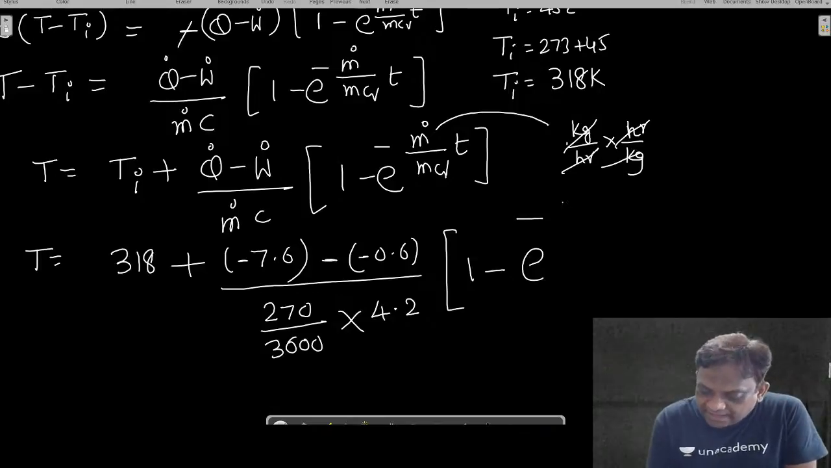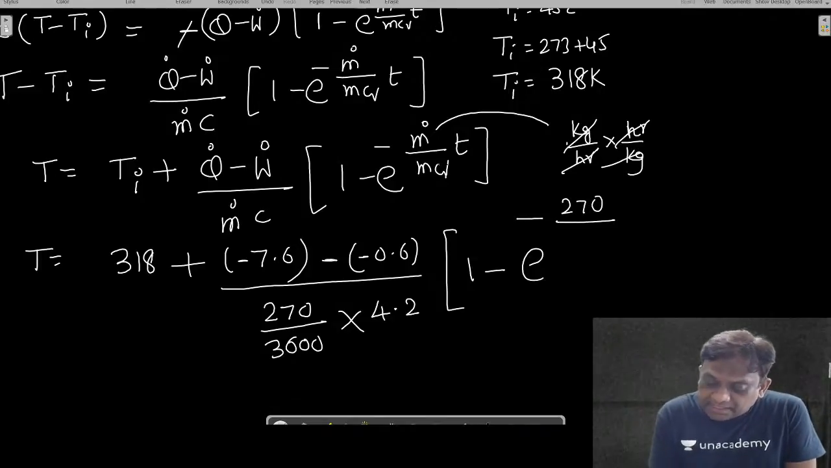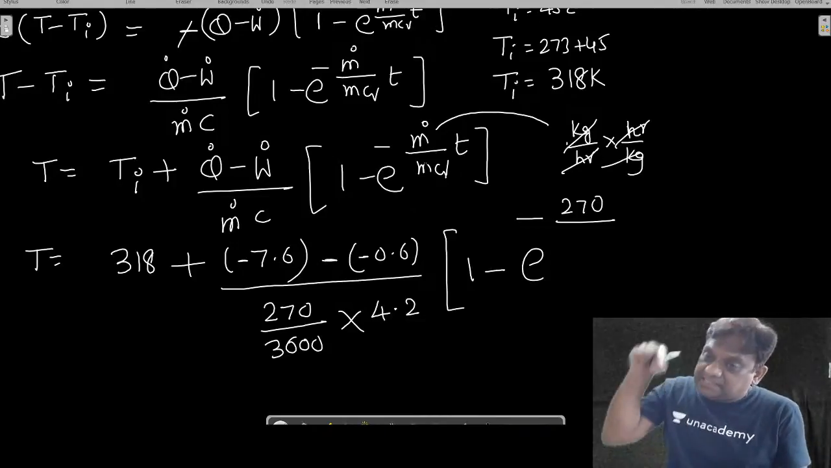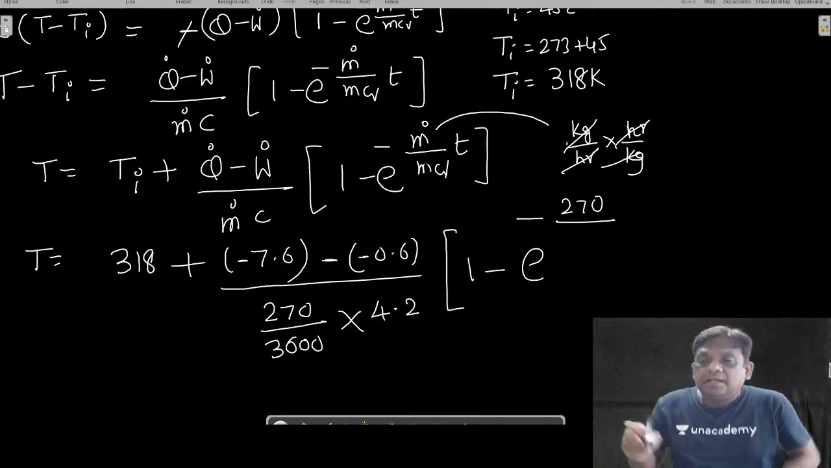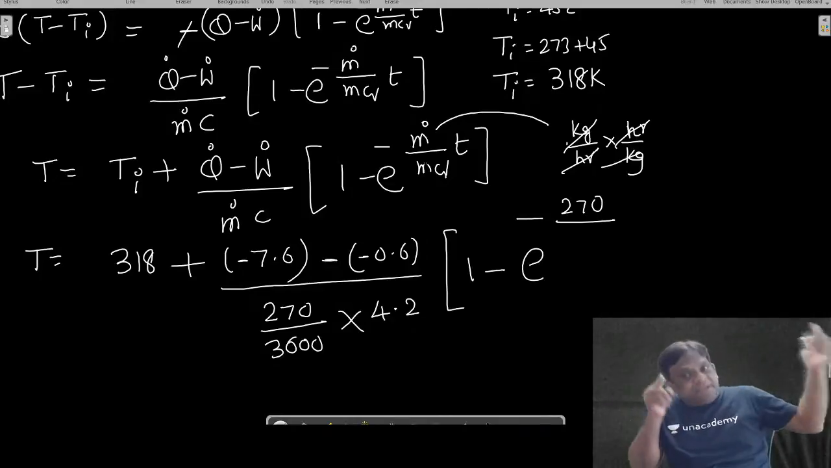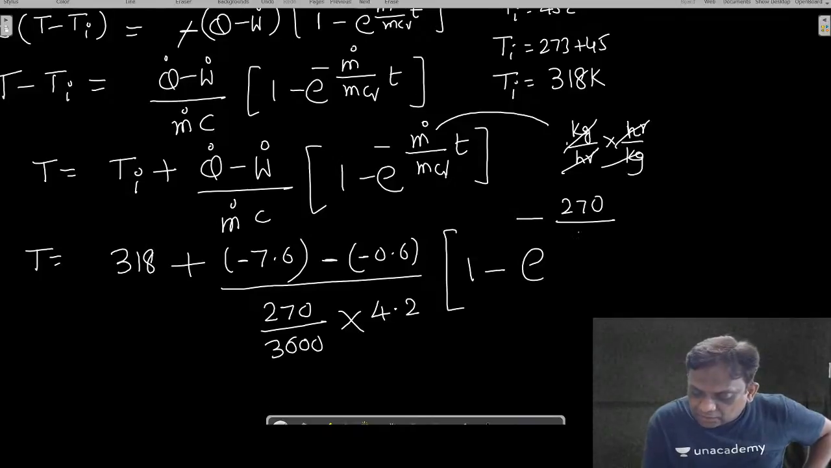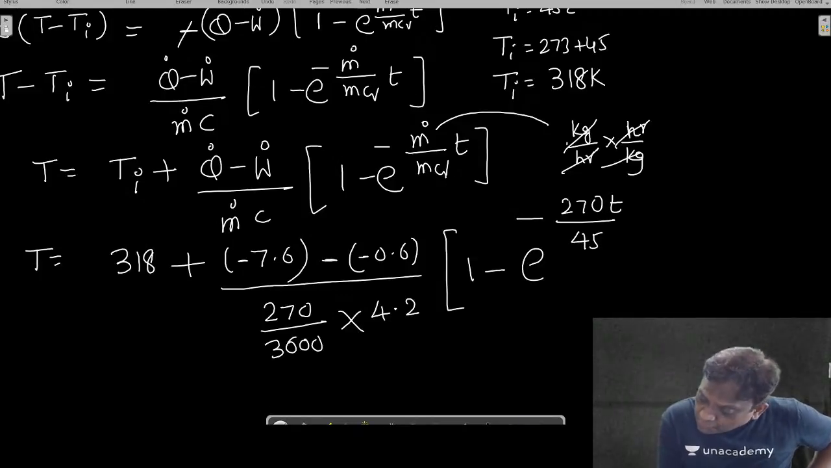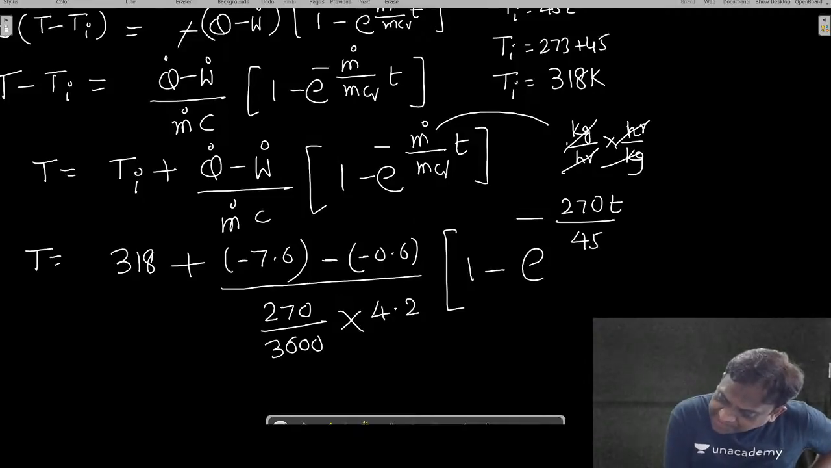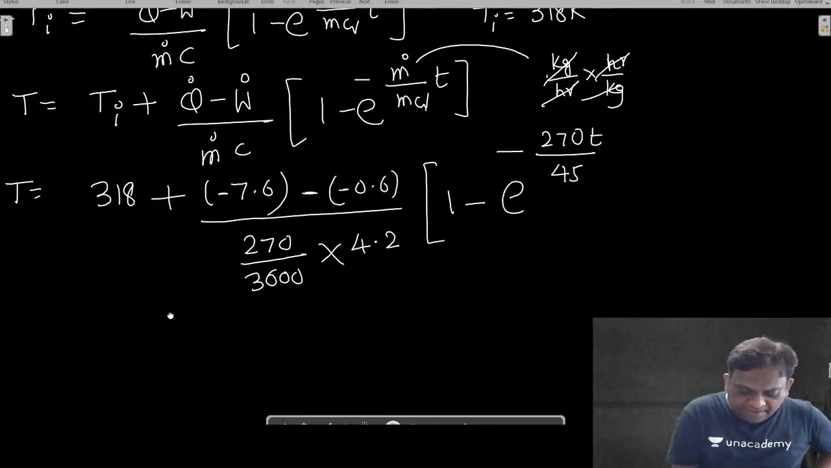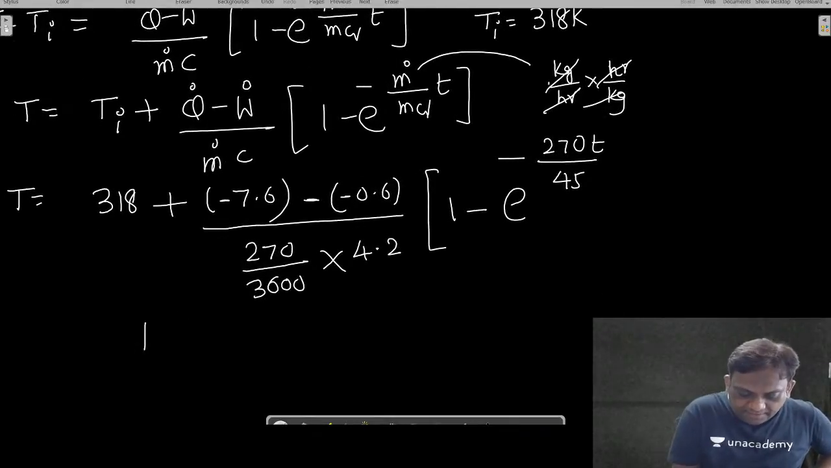Minus m dot, how much is it? 270. What is the mass in the control volume? He has given it as 45 kg mass in the control volume. He clearly said that 45 kg mass is in the control volume, and at 45 degrees centigrade water is entering. So mass in the control volume is 45 and the temperature is T. Can you tell the unit of T? Because this is in kg per hour, this will be in per hour. So therefore, now if I calculate, I will get T as 318.